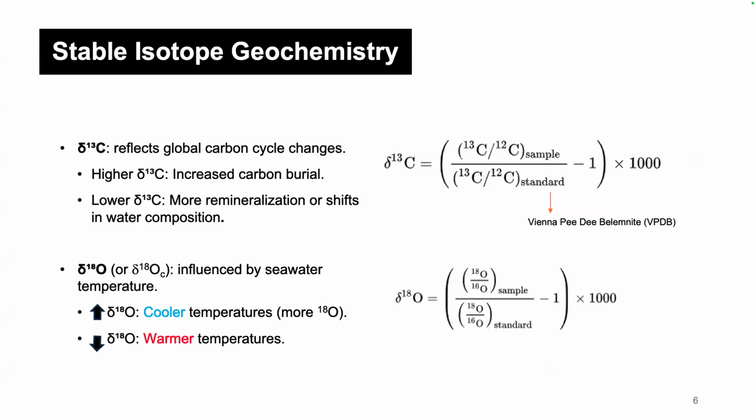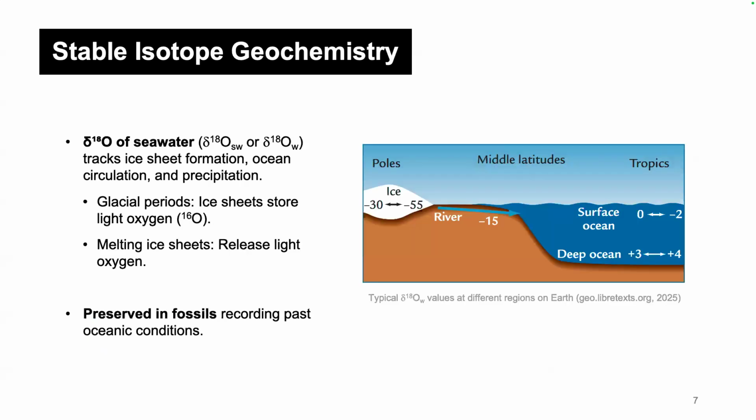The Delta 18O, on the other hand, measures the ratio of oxygen 18 to oxygen 16. In carbonate minerals, Delta 18O is influenced by seawater temperature and the isotopic composition of the water from which they precipitate. Higher carbonate Delta 18O values correspond to cooler conditions, as heavier isotopes are preferentially incorporated into carbonate minerals at lower temperatures. Conversely, lower Delta 18O values indicate warmer temperatures.